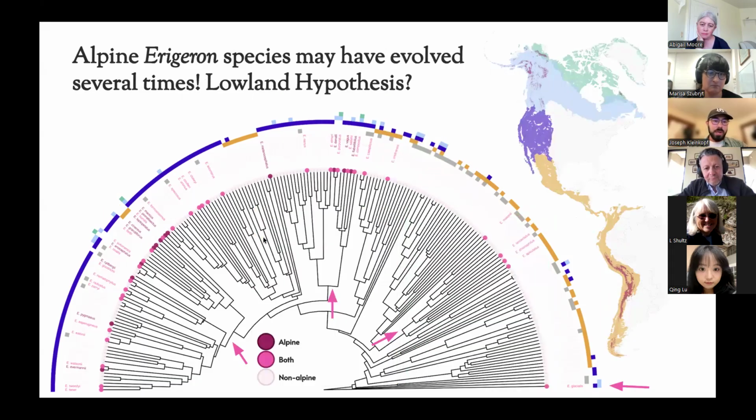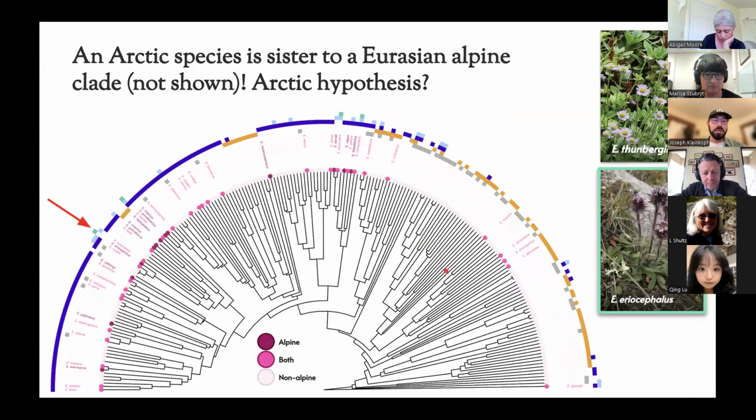If we just look at the Alpine taxa, we find that Alpine biome occupancy evolved several times. It's not just one big clade of Alpine Arctic taxa. They're spread out throughout the tree. That gives some credence to the lowland hypothesis here.